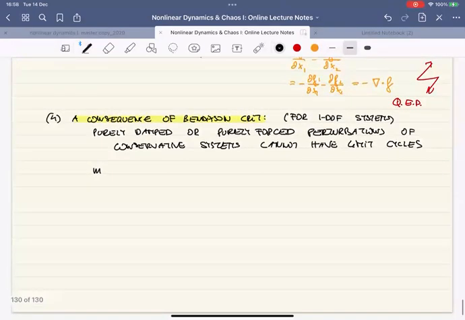So let's assume that you have m x double dot, and then you have the partial, which I love, which is not really a partial, V prime of x. So far, this is a one degree of freedom conservative system, right? The ones we've been talking about. And now I say that this is subject to some forcing. This will be the non-conservative part, and that can depend on position and also on x dot.